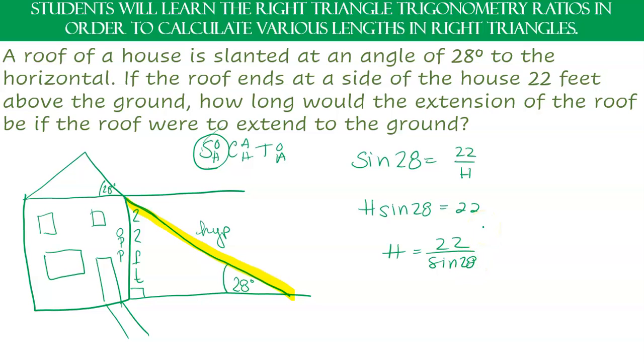And you type that in your calculator. And I got 46.86. So I'm going to call it 46.9 feet. And that would be our hypotenuse. Okay, so that should cover the right triangle trig that you need.